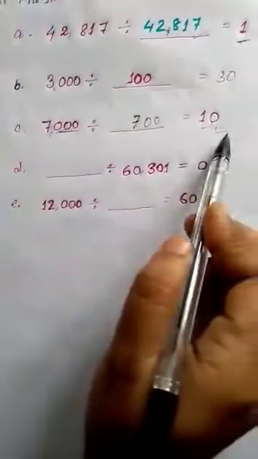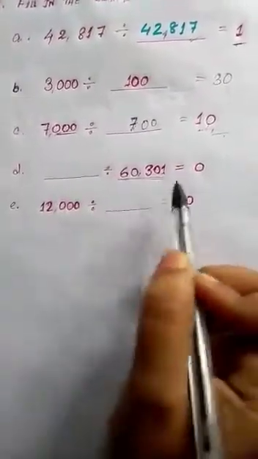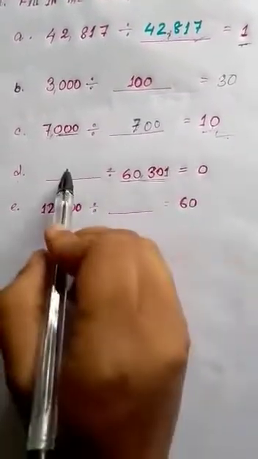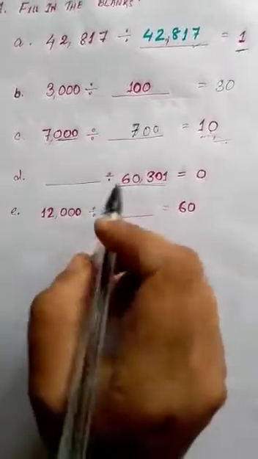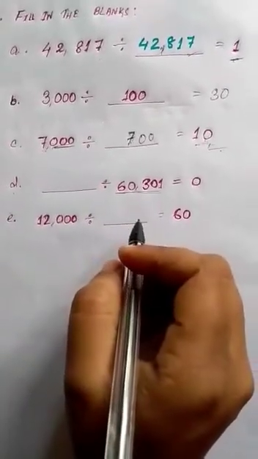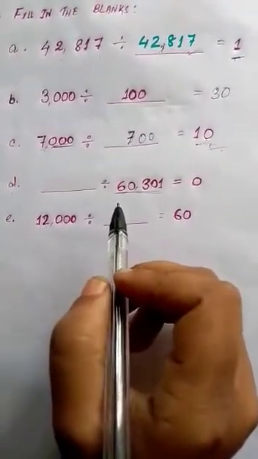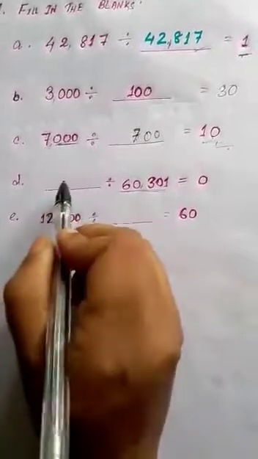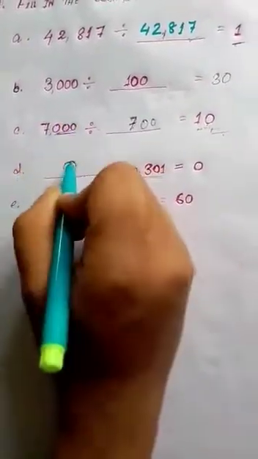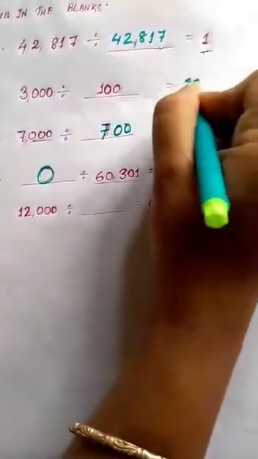And see here we can do it. Now our question number D is given with a number, and there the quotient is 0. So what should be in the dividend? As you know, according to property number 3 of division, if 0 is divided by any number, it gives 0. So therefore it should be 0.